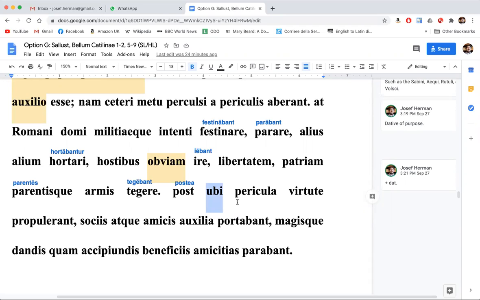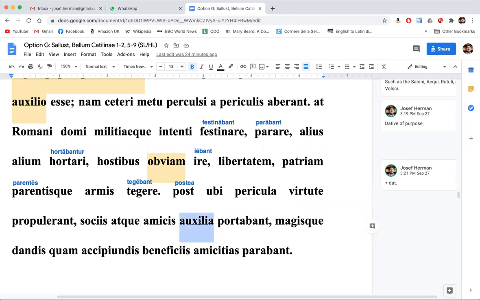because Sallust is not talking about a specific occasion here. He's talking about many occasions. So, and he could have used a subjunctive here, but he didn't. So whenever they had repelled, propulerant, pluperfect tense, whenever they had repelled dangers, pericula, with their excellence or with their courage or with their prowess, virtute, ablative case, they used to bring, portabant. Now this is imperfect tense because it's a repeated action in the past. They used to bring helps, auxilia.